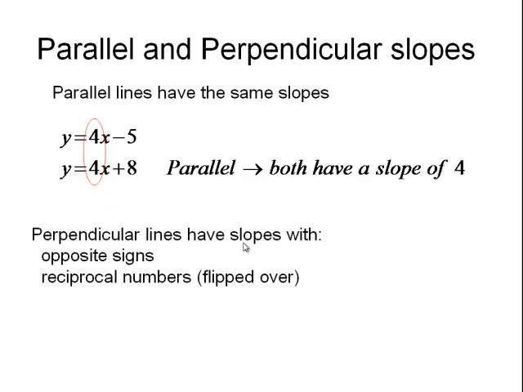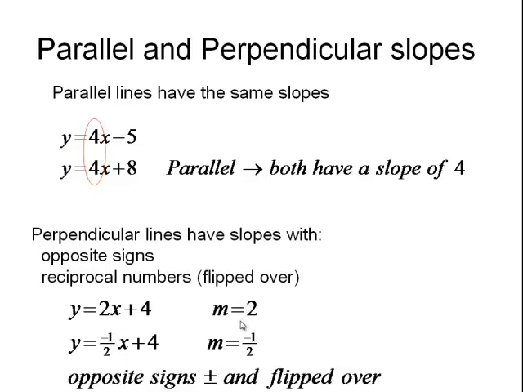Okay, perpendiculars have opposite signs. That means one's plus and one's minus. And they're going to be reciprocals. They're going to be flipped over. One's going to be a fraction. You flip it over, you get the other one. Like 2x and negative a half x. They're flipped over. One's plus and one's minus. And so those are going to be perpendicular lines. The slope is 2, that's negative a half. It's flipped over. And one is plus, one's minus.